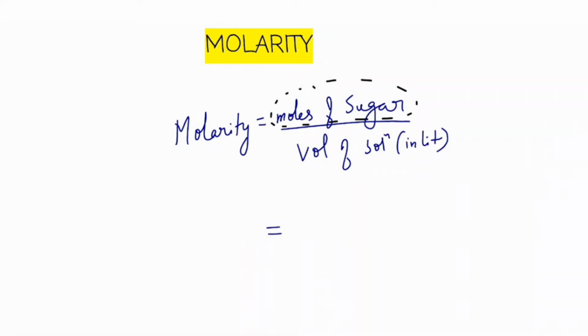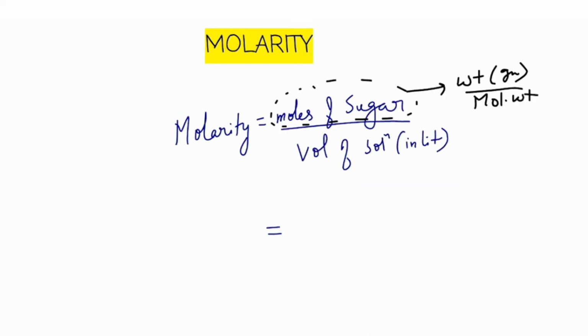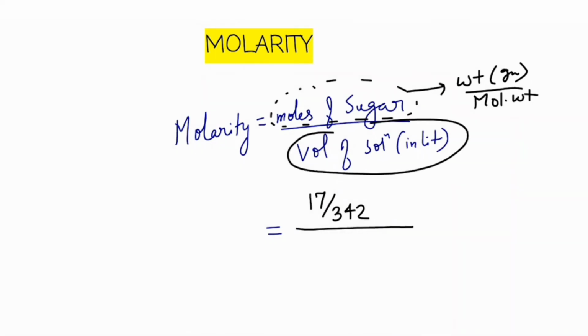Now what is the formula of moles? Weight in gram upon molecular weight. This is moles of sugar. So moles will be, weight in gram is 17, as per the given values, and molecular weight is 342. Volume of solution is given as 170 ml, but we will convert it into liter, that is, divide by 1000.